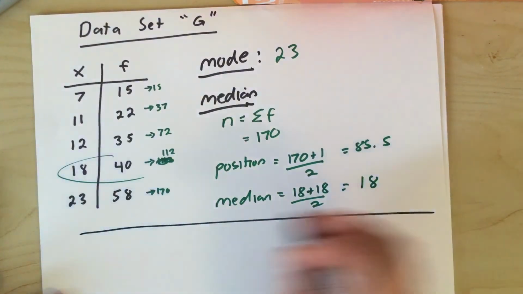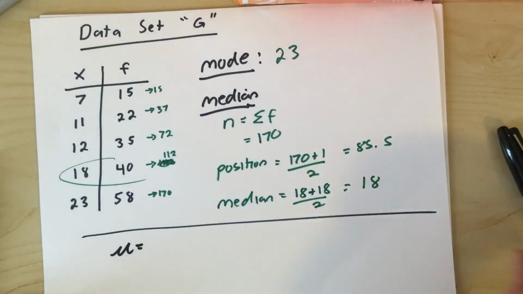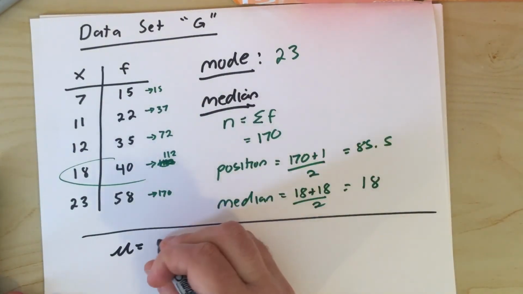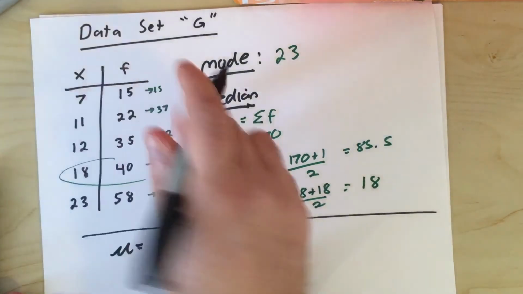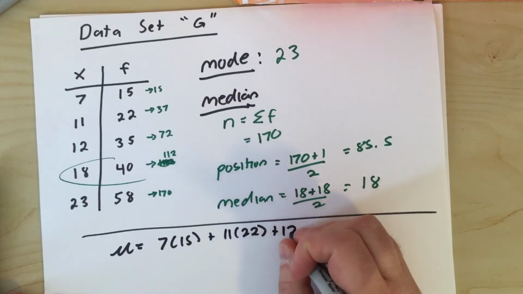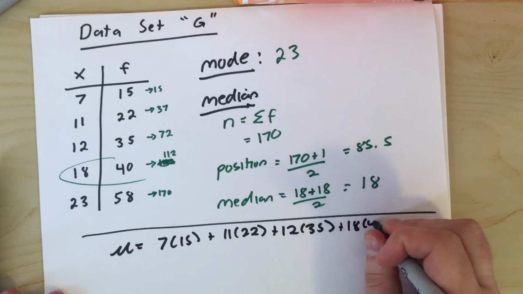Last but not least, the mean is going to be 7 times 15. We're going to take the numbers and multiply them by their frequency. 7 times 15, 11 times 22, 12 times 35, 18 times 40.